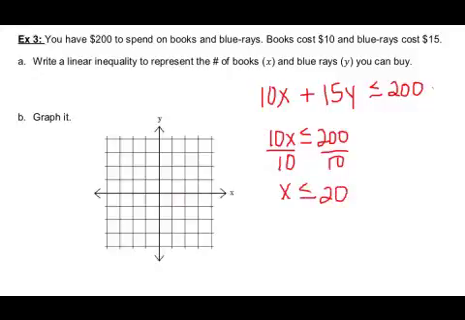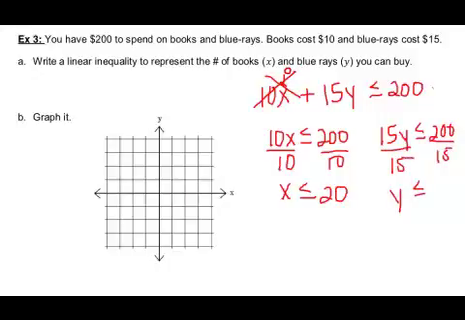To find our Y-intercept, again, we make X equals 0. If we make X equals 0, 10X is gone, and we just have 15Y is less than or equal to 200. Divide by 15, and Y is less than or equal to 13.5. So again, let's graph these on our number line. Now I only have 4 spots, so I'm going to go up by 5s. So it's going to be 5, 10, 15, and 20. So on the x-axis, we're going to 20. On the y-axis, we're going to 13.5. So 5, 10, 13.5 is going to be about here.